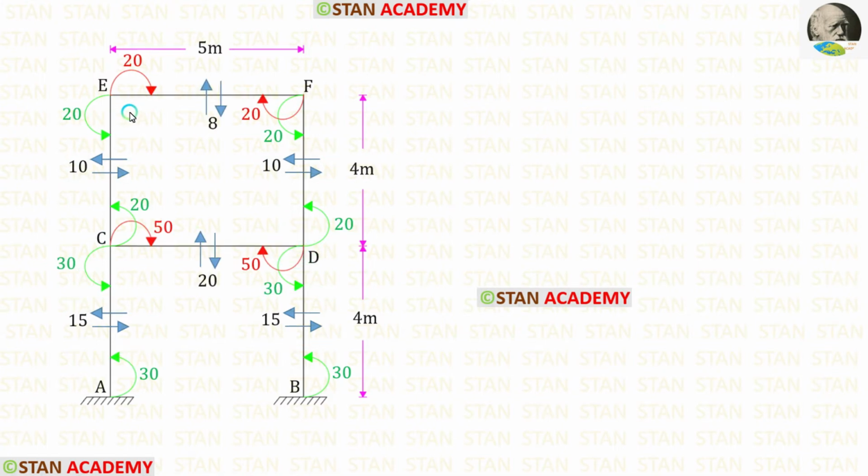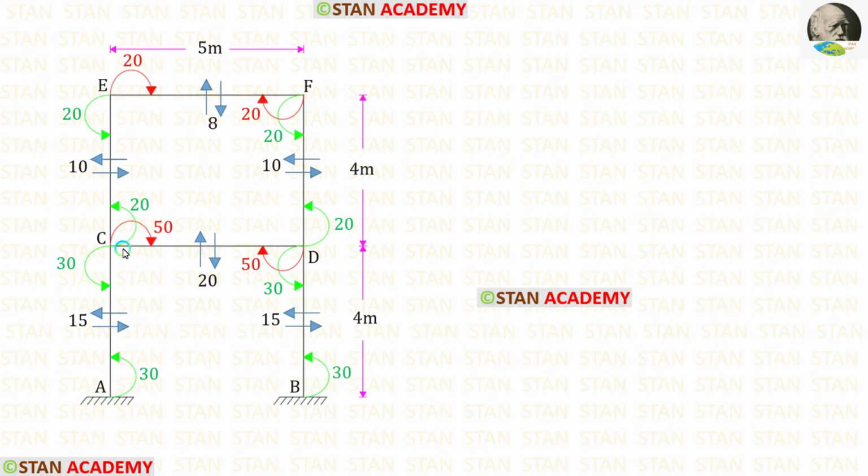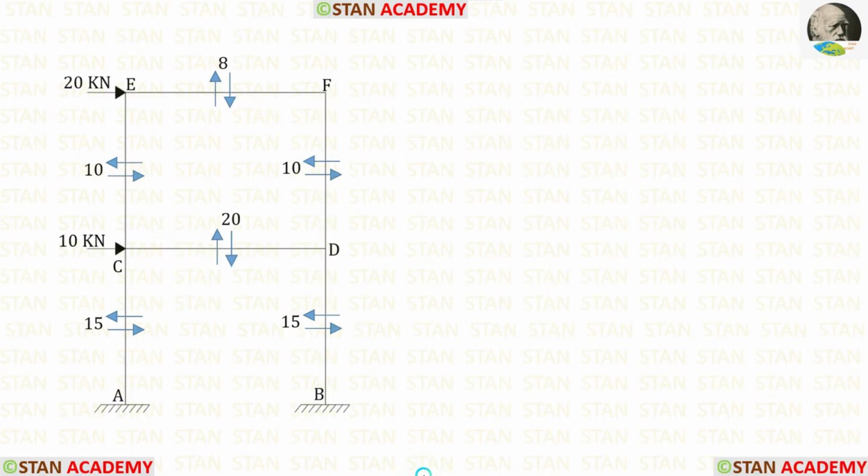First, let us find the shear force in the beam EF. For that, we have to add these two moments, so 20 plus 20, and then divide by the length 5. When we do that, we will get 8. Now let us find the shear force in the beam CD. Here we have to add these moments, so 50 plus 50, and then we have to divide by the length 5. When we do that, we will get 20. So in this analysis, we have calculated the shear forces in the columns and beams. Now using these shear forces, we can find the axial forces.